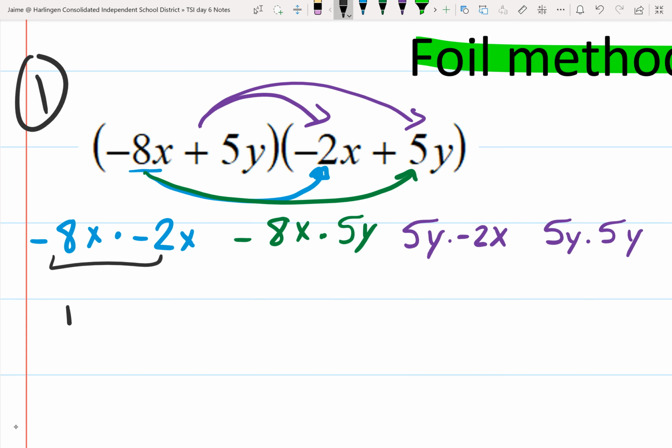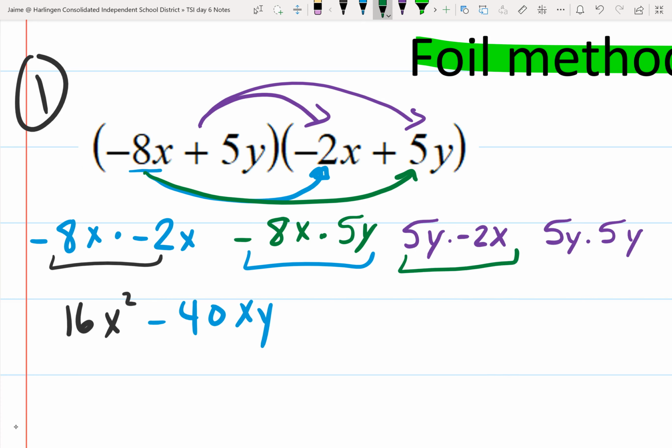Now let's fix everything here. Negative 8 times a negative 2, that's positive 16. X times x, so that's x squared. And negative 8 times 5, that's negative 40. X times y, well, that's xy. 5 times a negative 2, that's negative 10. And then y times x is yx, but put in alphabetical order, remember? So it's xy. And then lastly, 5 times 5 is a positive 25. And y times y is y squared.